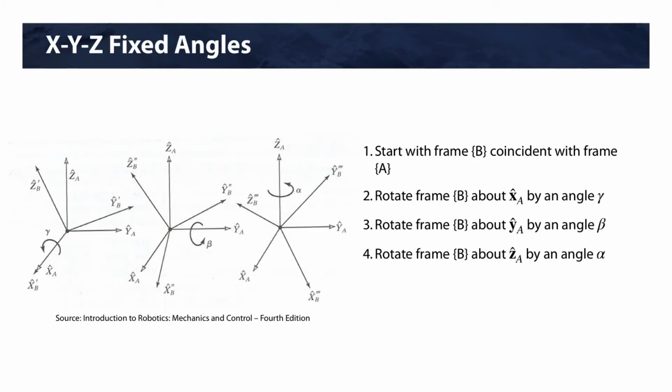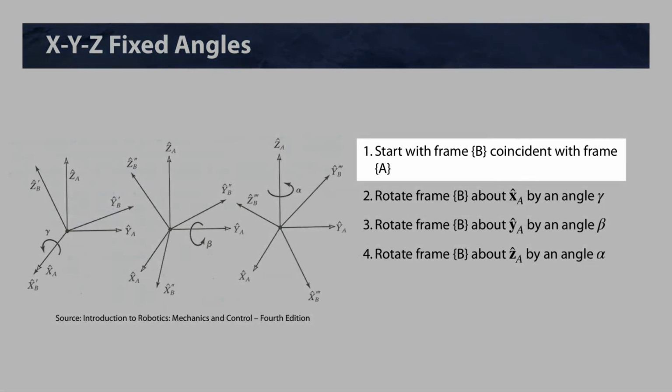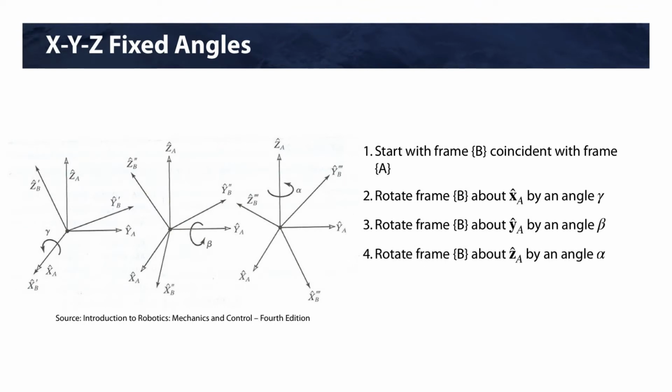So let's look first at fixed angles. We're going to look at an example to illustrate the idea: x, y, z fixed angles. We could do other combinations, like z, y, x, and so on, but let's look at an example with x, y, z fixed angles. In this case, we first start with frame B coincident with frame A. By coincident, we mean the origins are the same point and the x, y, and z axes are all aligned with each other in the two frames.